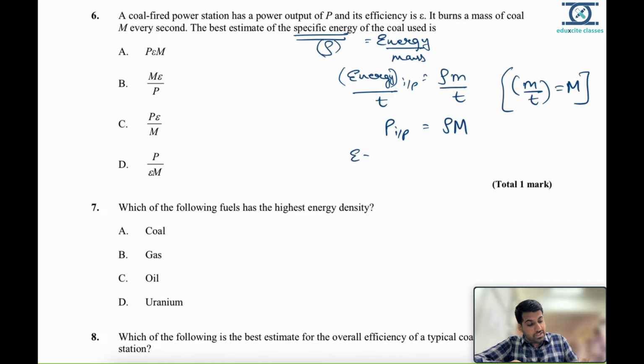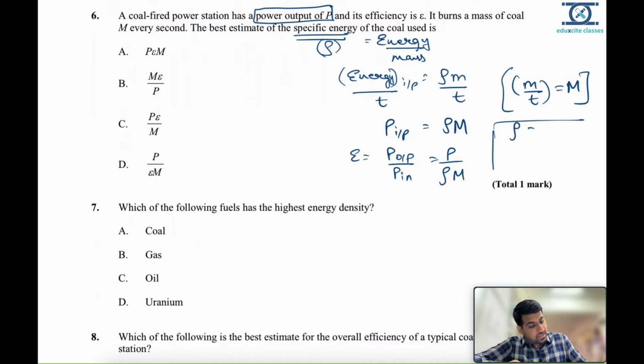Now, efficiency is what? Efficiency is power output upon power input, right? So power output is mentioned as P, so I write P, and power input as rho into m, where rho is the specific energy. So from here, can I write that specific energy is P over efficiency times capital M? So that is option D.